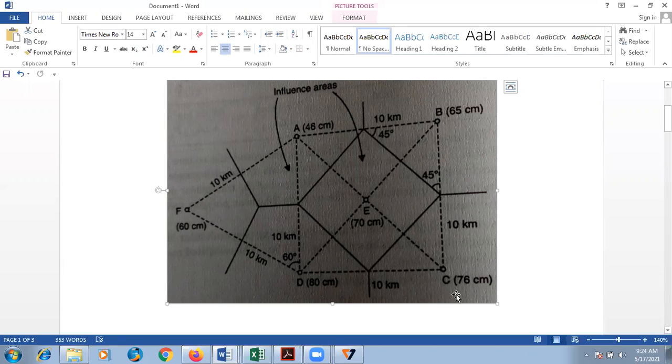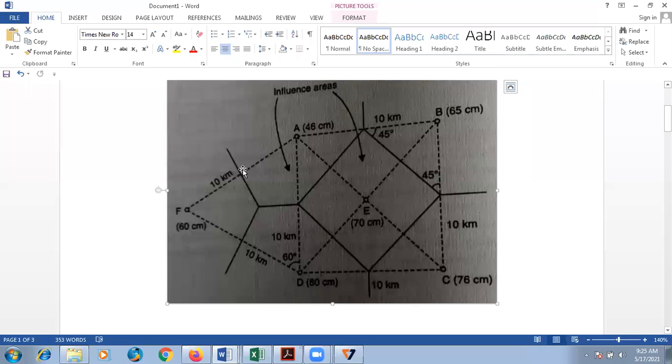Similarly, for rain gauge station C, this is the area under its jurisdiction. Similarly, if you take D, the area under its jurisdiction is, you start from here, part of the square as well as part of the equilateral triangle.